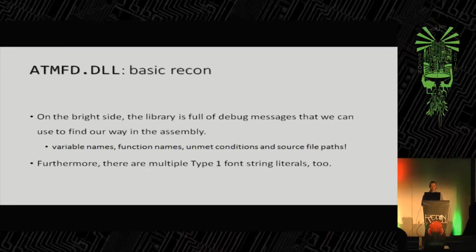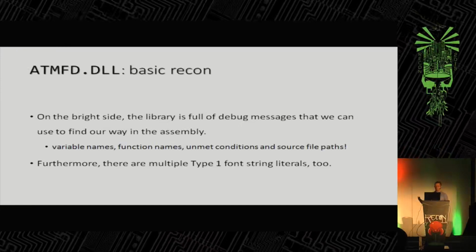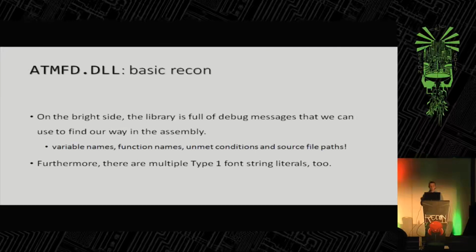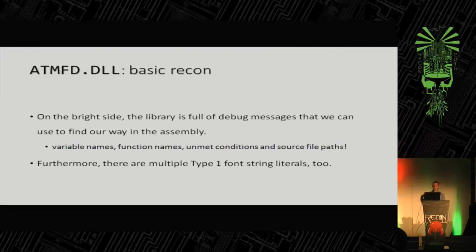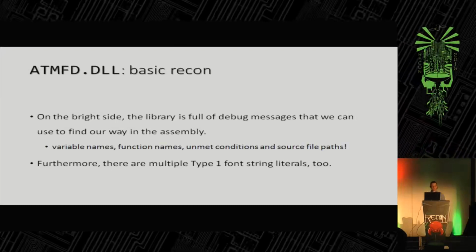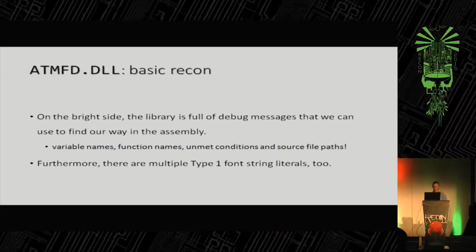There are some things in ATMFD that help us reverse engineer it. First of all, there are a lot of debug messages. They are not really printed out, so there aren't any debug print function calls, but there are some function calls that are actually like stubs that could have been enabled and probably are enabled in some debug builds, but they are not enabled in release builds, but the debug strings are still there.